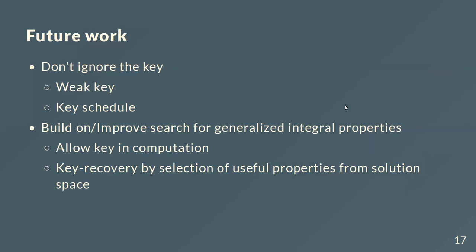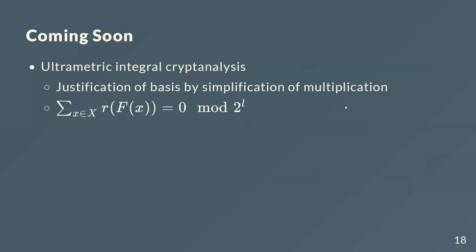And you can also still improve on the search methods I've described, either by building key recovery methods on it where you select the most interesting properties, or you can allow some key computation in this method. Then before I let you ask questions, one more thing. Everything I've described here is actually just a special case of ultrametric integral cryptanalysis, which will be coming soon, and where we can describe properties that are not just 0 modulo 2, but 0 modulo some power of 2. Okay, thank you for your attention.